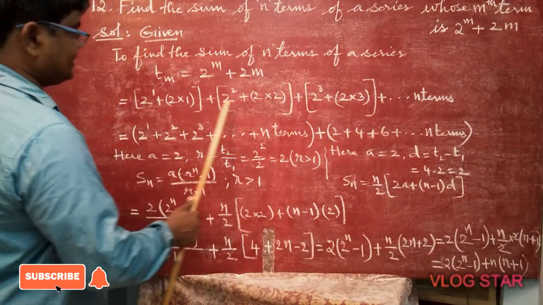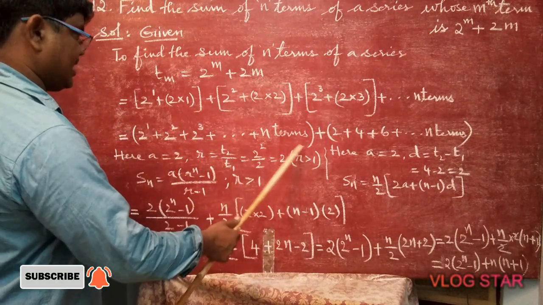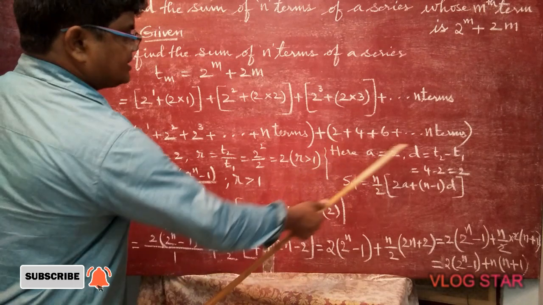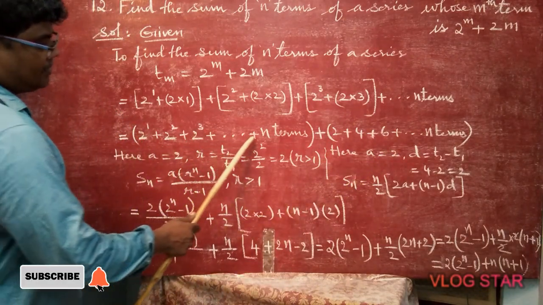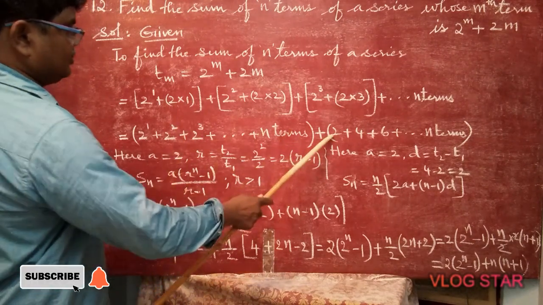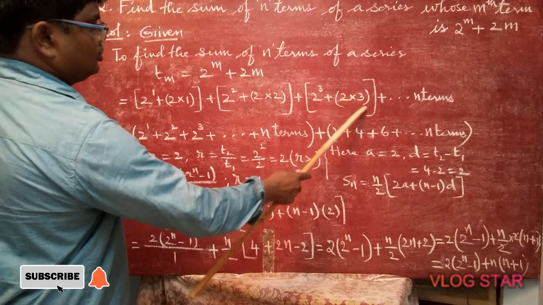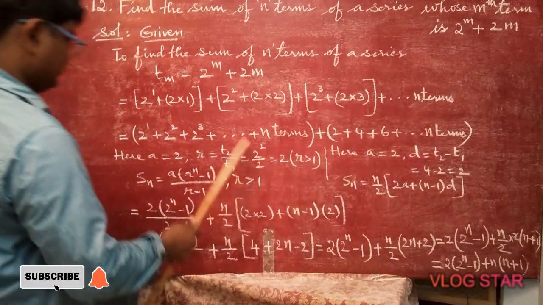Now here 2 terms are there in every bracket. So all the first terms you write in the first bracket, all the second terms you write in the second bracket. 2 to the power of 1 plus 2 square plus 2 cube and so on n terms. And the remaining: 2 1s are 2, 2 2s are 4, 2 3s are 6. So 2 plus 4 plus 6 and so on n terms.